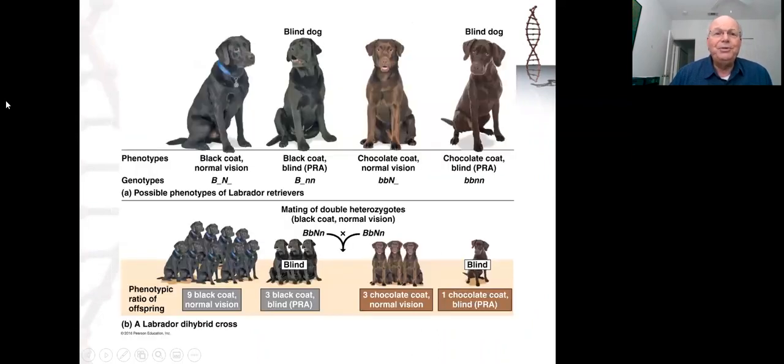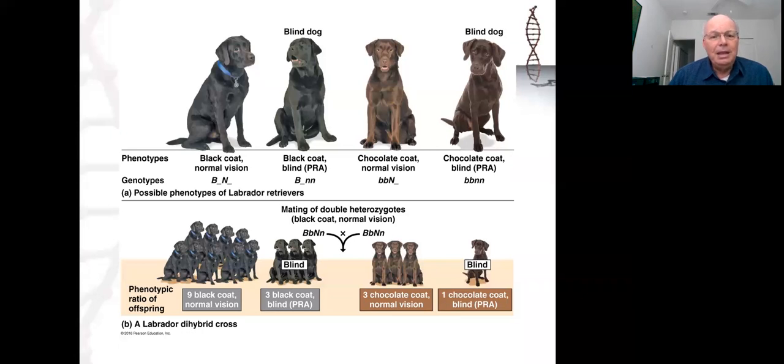So the example that's given in the textbook is, unfortunately, somewhat of an unfortunate one. But it reflects, again, breeding of dogs. And in this case, an unfortunate result of poor breeding choices in the past, because it turns out that Labradors have a mutation that results in loss of vision. The dogs are unfortunately born blind.